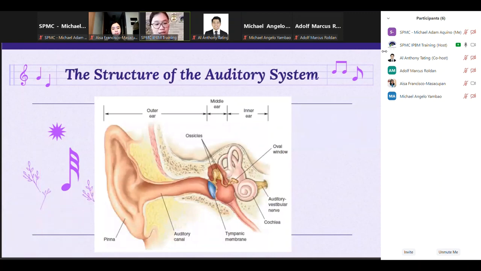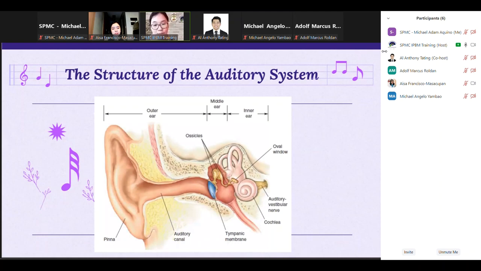So now let's begin to discuss the structure of the auditory system. So the components of the ear is shown in this picture. The visible portion of the ear consists primarily of a cartilage-covered skin forming a sort of funnel called the pinna. So it is a Latin for wing, which helps collect sound from a wide area.